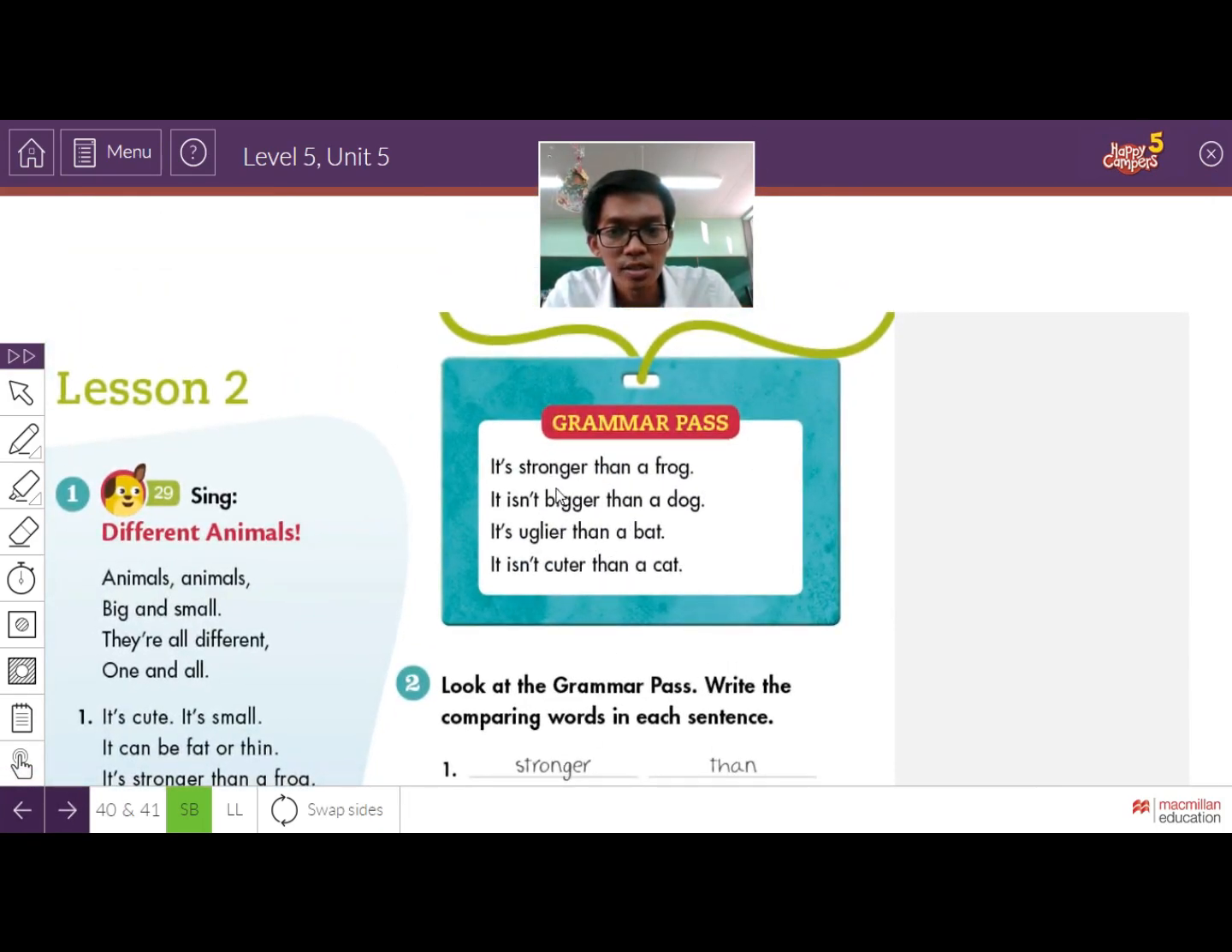Okay, number one, it is done for you. Stronger than. What about number two? Number two must be this one, bigger than. Number three, uglier than. Number four, cuter than. So they are called the comparing words.